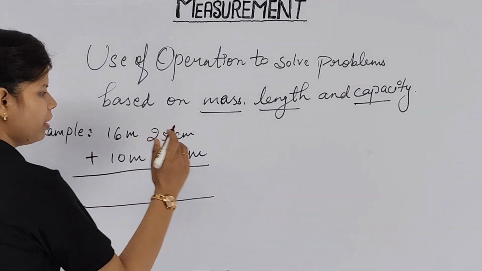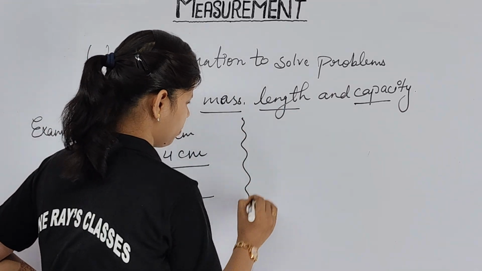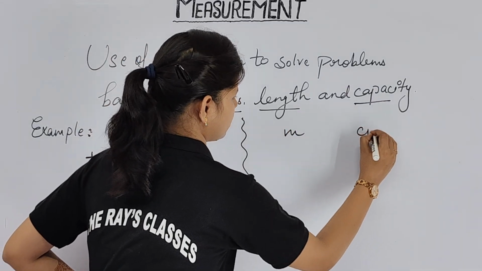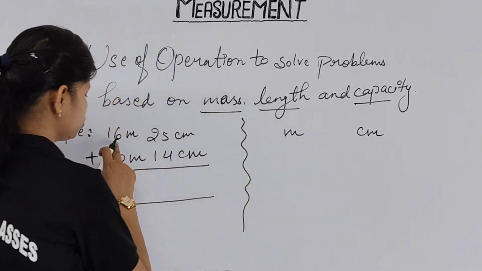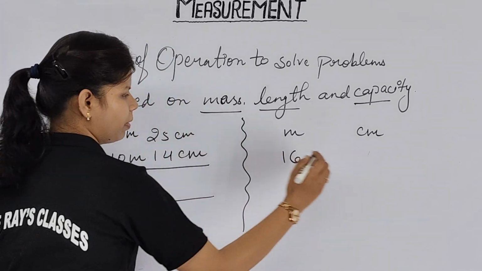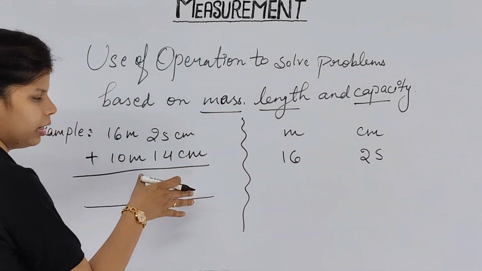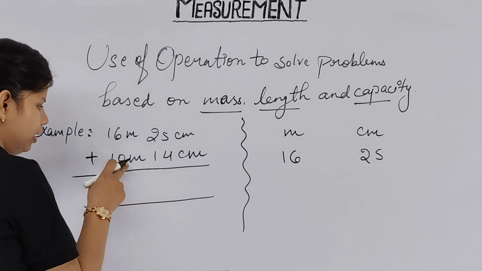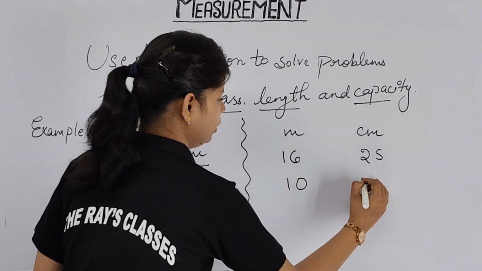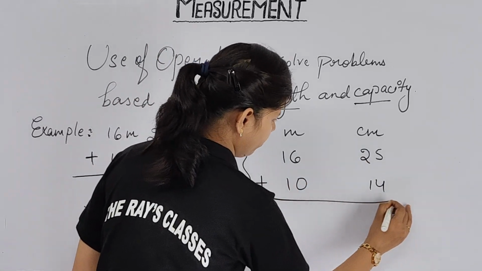Clear? Another way, you can classify this as meter and this as centimeter. In the first, you can see in the meter part 16 is written, and in the other part 25. I have segregated this as per their units. Next it is written 10 and then 40. Afterwards I have used the operation.